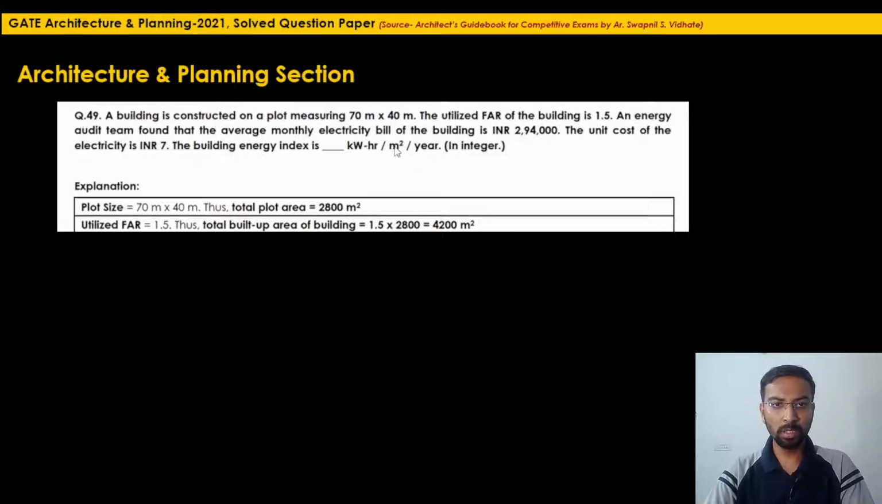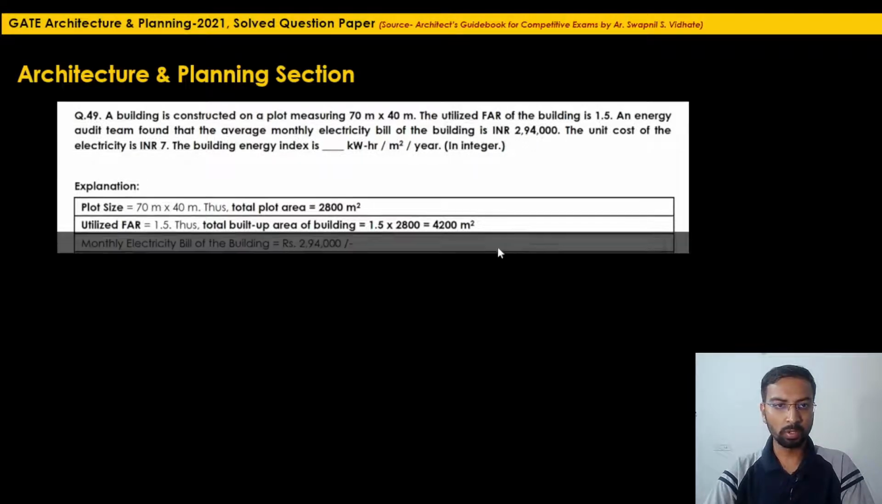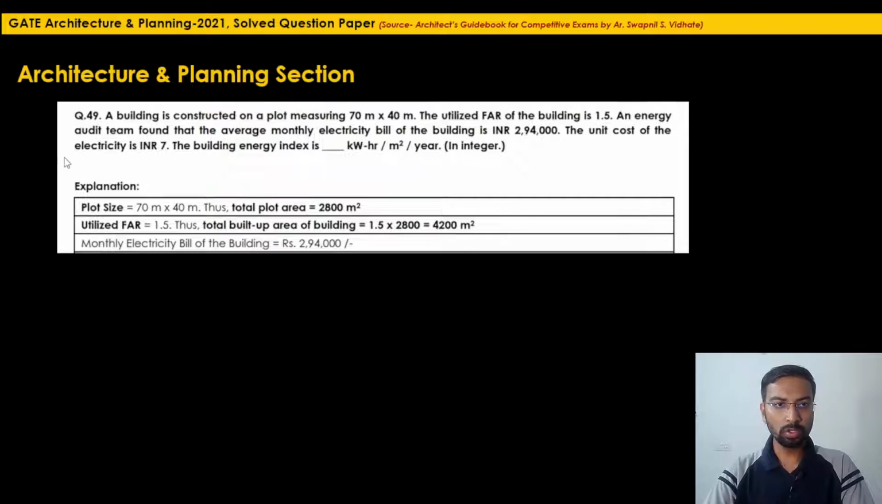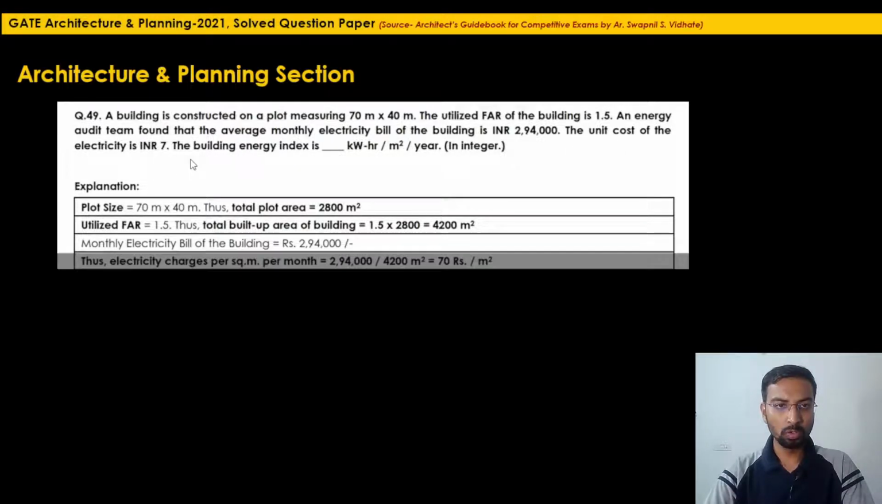Next thing they have mentioned, the monthly electricity bill of the building is rupees 2,94,000. Unit cost of the electricity is rupees 7. So what is the next step? Electricity charges per square meter per month. Here we have identified the total built up area, and we know the monthly electricity bill. So let's find out the electricity charges per square meter per month. We will divide 2,94,000 by the total built up area. So we will get how much amount we are spending per meter square. We will get the value as 70 rupees per meter square.